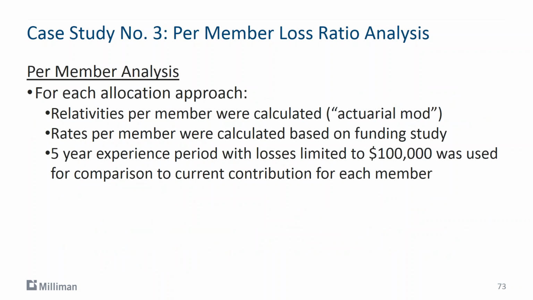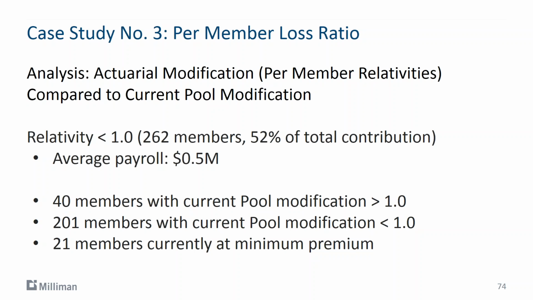For each allocation approach, we developed what we call an actuarial mod. So there are relativities per member, with the overall rate coming from a funding study. We decided to select the 5-year experience period with losses limited to 100,000 for our analysis, because we felt that was the best approach for comparing to the rating algorithm. We thought that was the best approach to coming up with the actuarial mod. So our analysis looks at that actuarial mod and compares it to the current pool modification. Here we're showing the results of how that plays out for these members in this pool.